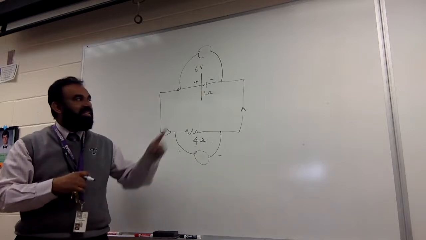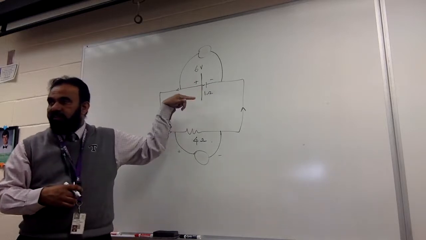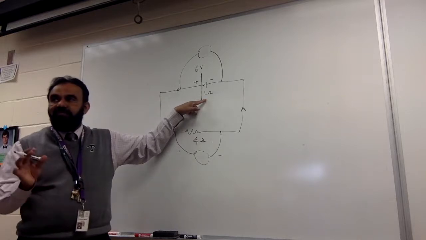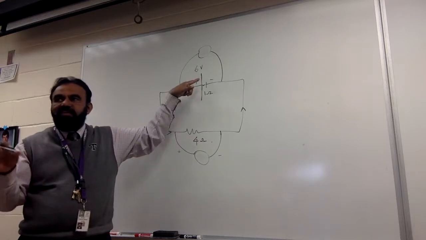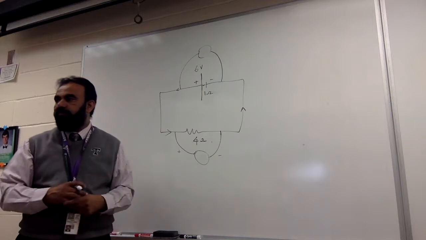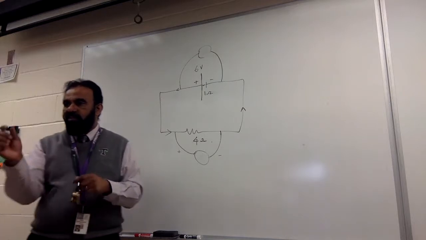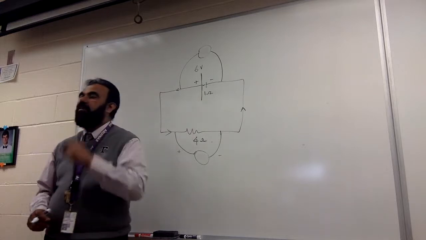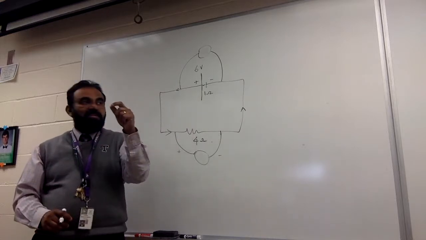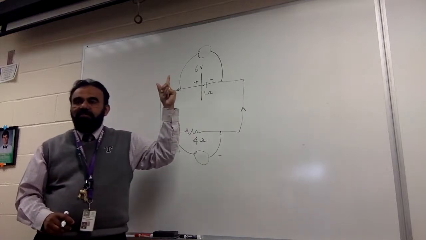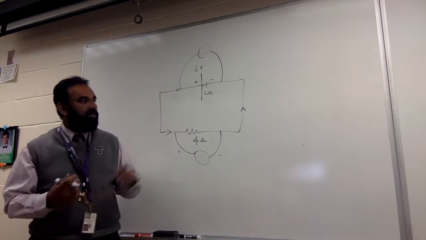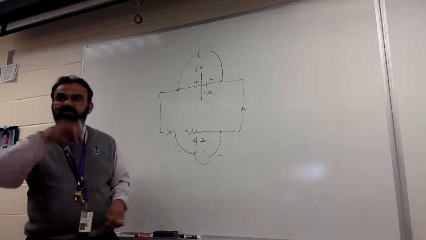So any resistance that is marked around the cell is the internal resistance. Okay? Any voltage that is marked next to the cell is called EMF. You understand this? Any resistance mentioned next to the cell is internal resistance, and any voltage mentioned next to the cell is called EMF. So now, do the same calculations.